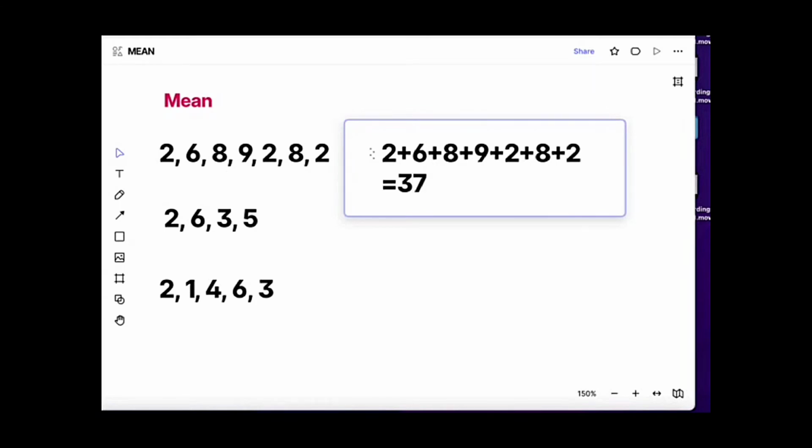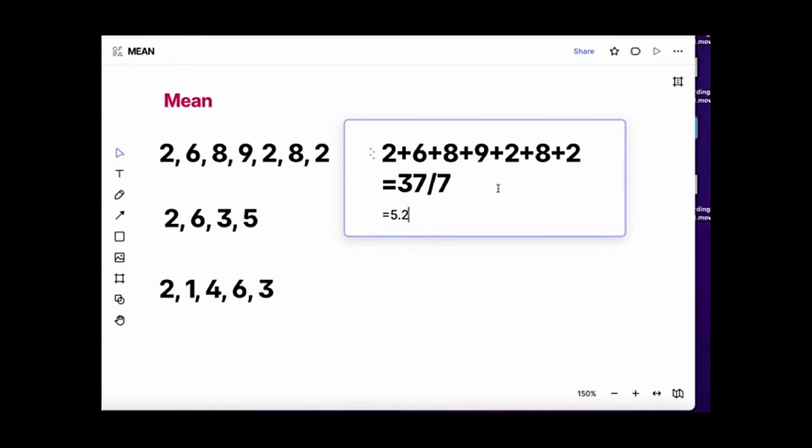Okay, so is that what you got? Let me try one more time. 2 plus 6 plus 8 plus 9 plus 2 plus 8 plus 2. Yep, 37. But we're not done. That's only step 1. Next, we're going to grab that 37 and divide it by the amount of numbers that we have in our data set. So what is the amount of numbers that we have in our data set? Well, we have 1, 2, 3, 4, 5, 6, 7. We have 7 numbers. That means we have to divide it by 7. Okay, and so what does that give us? It gives us a 5.2.